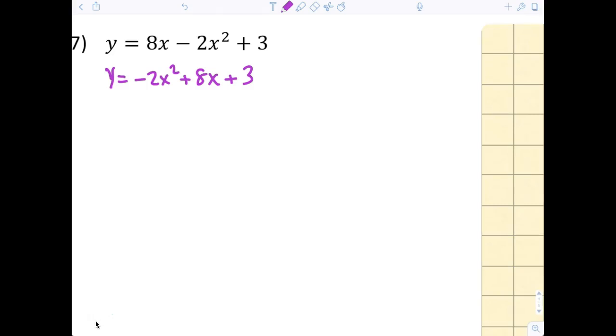Look up on the board so I can teach you something. Ready? Why is this 3 positive? Come on, you're not looking. Why is the 3 positive? There's a plus sign in front of it. True? Why is the x squared negative? Because there's a negative in front of it. Why is the 8 positive? That's exactly correct. Now you understand. No, I'm not moving it. I'm rearranging it.